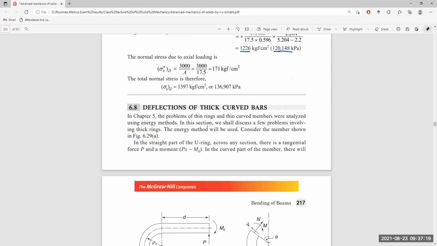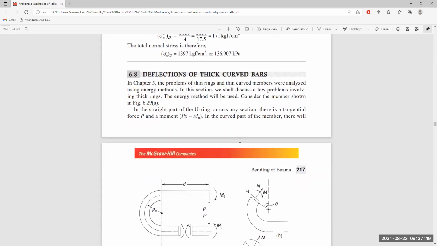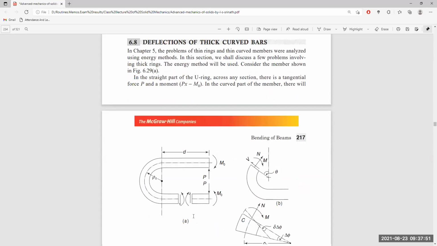Earlier, we have discussed in earlier chapters the problems of thin rings and thin curved members. Using the energy method, we have calculated this problem. In this section, we are supposed to take a few problems involving thick rings, meaning the radius to thickness ratio is less than 1:10 in terms of the radius of the ring itself. So that is called a thick ring as per our definition. The NHA method will be used here. Now let us consider the member as shown below, that is this one.